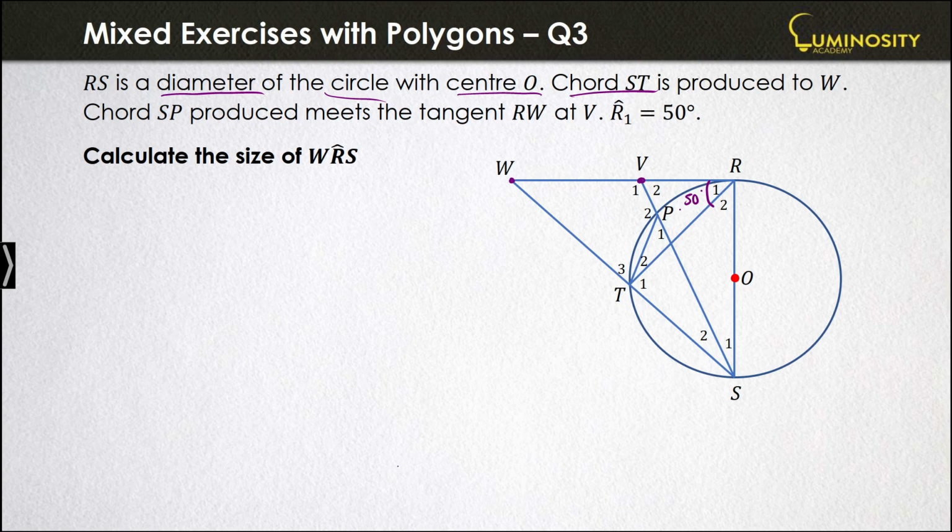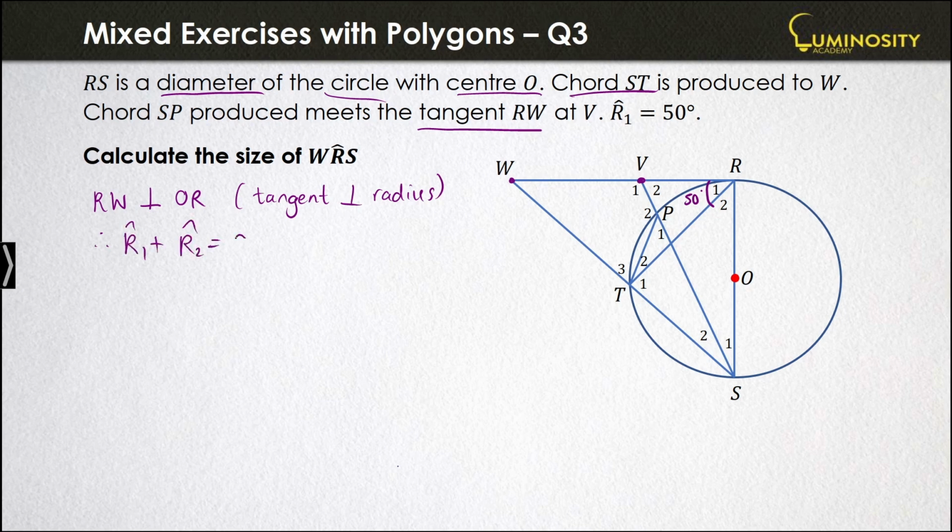So immediately what comes to my mind is that this is a tangent. So RW must be perpendicular to OR, and that is because tangents are always perpendicular to radius lines. Therefore this entire angle here, R1 plus R2, must be 90 degrees. Now we know that angle R1 is given as 50 degrees. So I can subtract 50 degrees from both sides and get that angle R2 must be 90 minus 50 degrees, which is 40 degrees. So this angle here is 40 degrees.